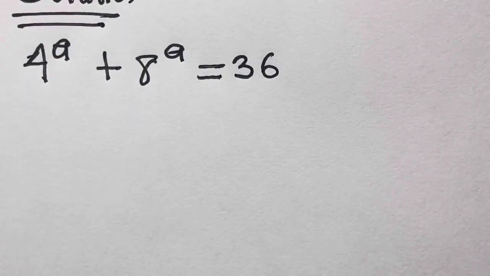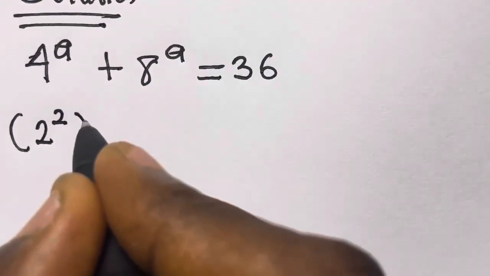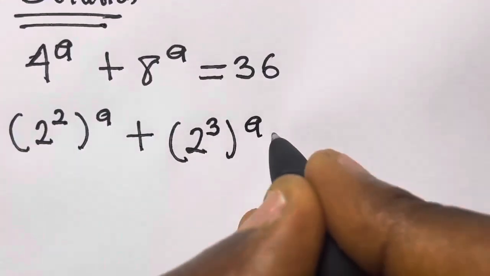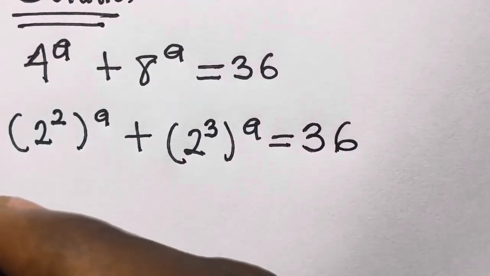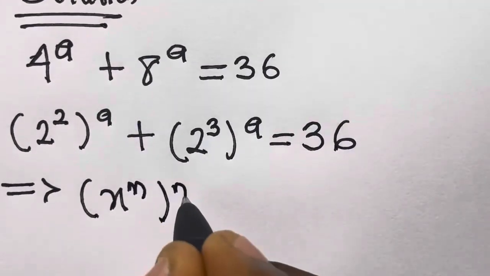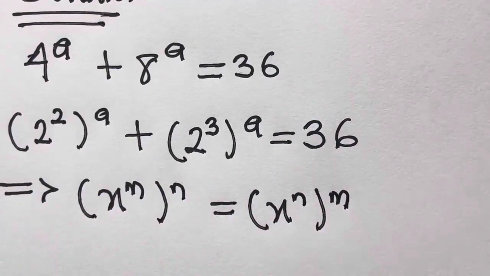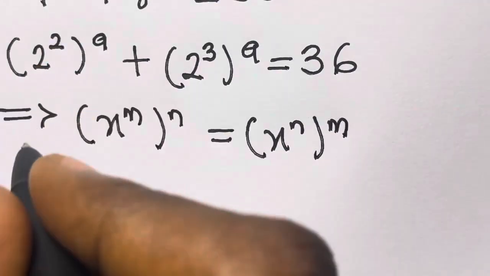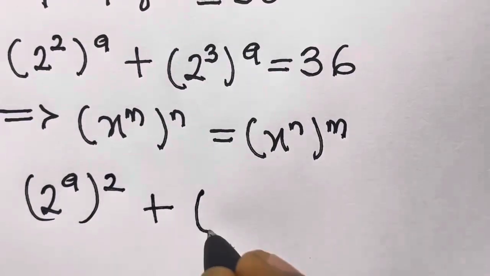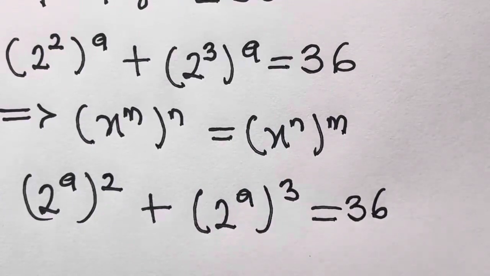So from here, you can express this as 2 raised to power 2, raised to power a, then 2 raised to power 3 raised to power a equals 36. But don't forget that x raised to power m raised to power n is equal to x raised to power n, then raised to power m. So this becomes 2 raised to power a raised to power 2 plus 2 raised to power a raised to power 3 equals 36.